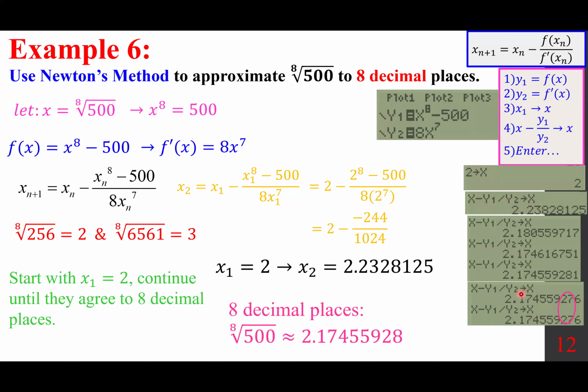Then you can use the programming that I told you. Y1 is the f of x, y2 is f prime of x. You put the x sub 1, which happened to be 2, in x, and then x minus y1 over y2 gives you the first one. In other words, x sub 2, the first one that you calculate. And then enter, enter, enter.